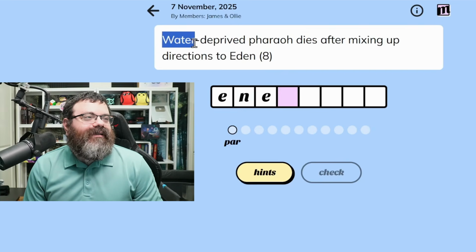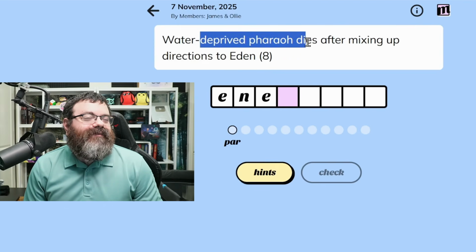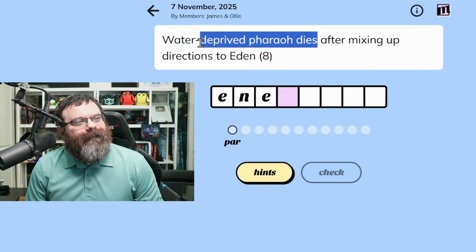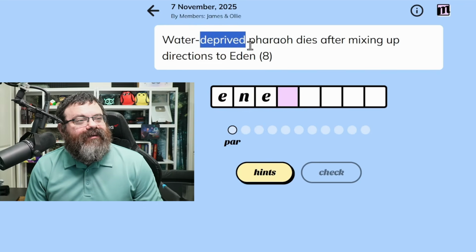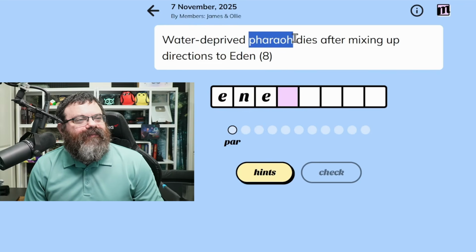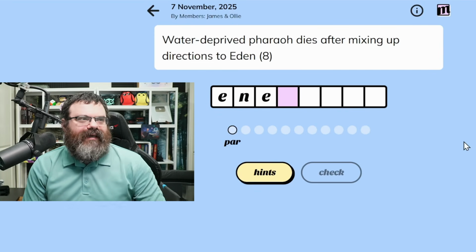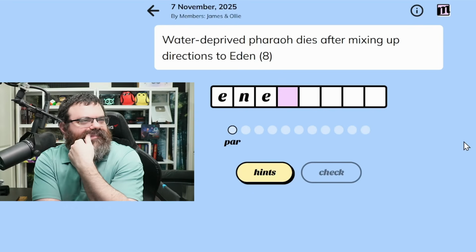So water, at the very least, water is our definition. Maybe water deprived. Deprived pharaoh dies. Deprived feels like a deletion indicator. But, let's see, we need 5 letters. Deprived pharaoh dies. What would be water, though? Starting with E-N-E or N-E-E or something like that. I wonder if I'm right so far.